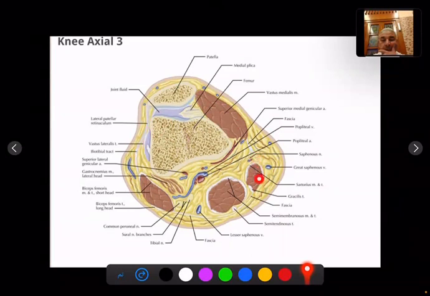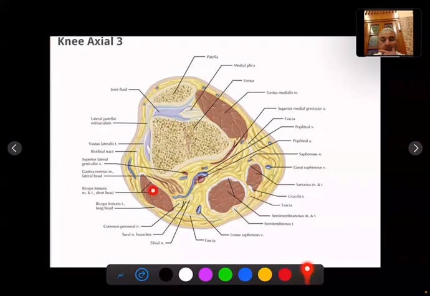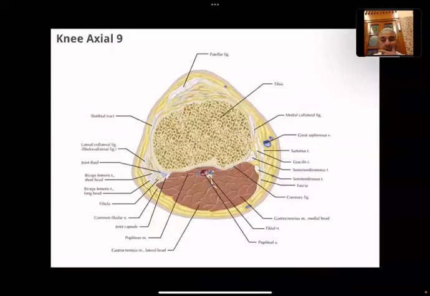This is the sartorius muscle. This is the gracilis tendon, and this is the semimembranosus muscle, and this is the semitendinosus tendon. And this is the long and short head of biceps. This is at the upper end of the tibia.